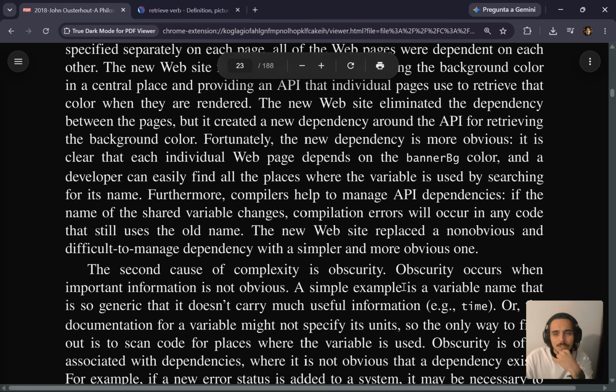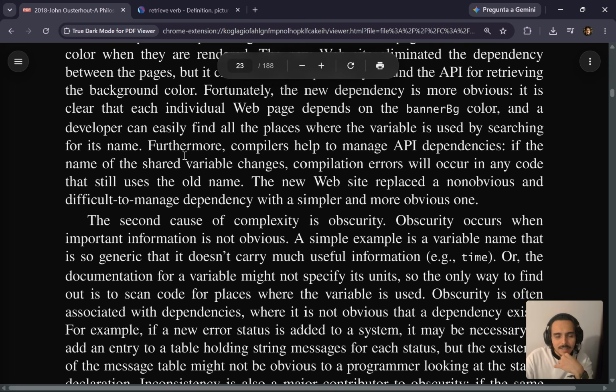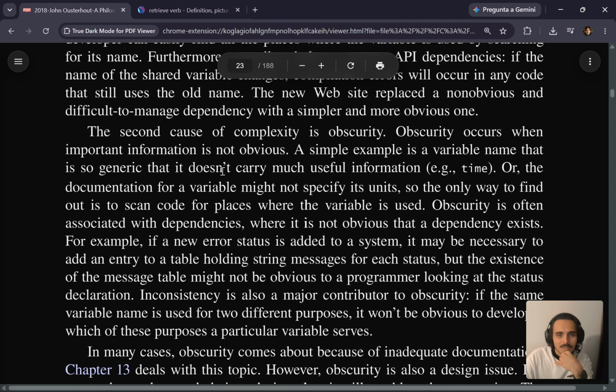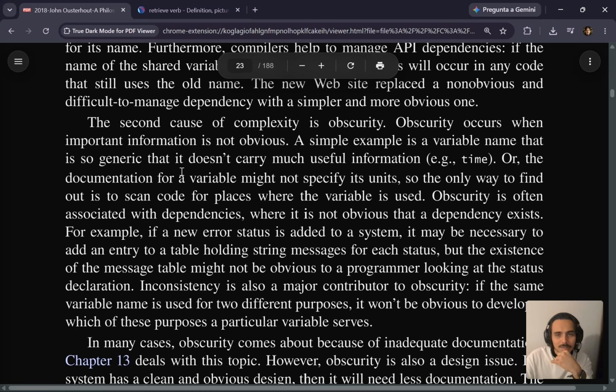Fortunately, the new dependency is more obvious. It is clear. Yeah, I got it. The compiler helps to manage API dependencies. The second cause of complexity is obscurity. Obscurity occurs when important information is not obvious. A simple example is a variable name. Okay, variable names, documentation for a variable that might not specify its units.